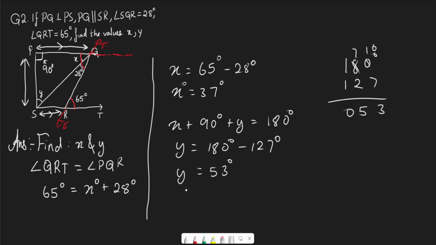Let's write them down here. Let's write x here, 37 degrees, and boom. And also we have to write that these are alternating angles, to make sure that if the examiner says angle QRT is equal to PQR, they're going to say, "Bro, why?" So we have to write the reason: alternating angles. You don't need to prove why alternating angles are equal, you know it, so you don't need to prove that.